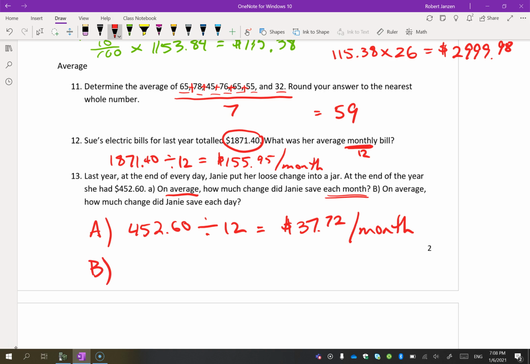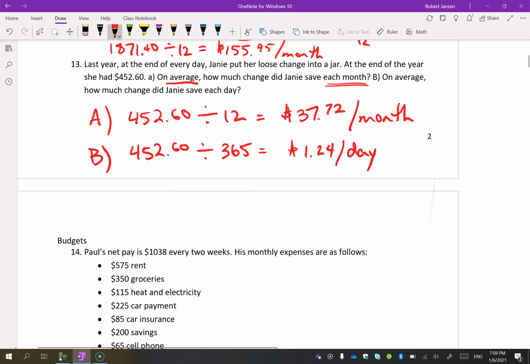Okay, the next one says on average, how much did she save per day? So we'll take the same amount and we'll divide it by how many days in a year? 365. And so you get $1.24 per day.